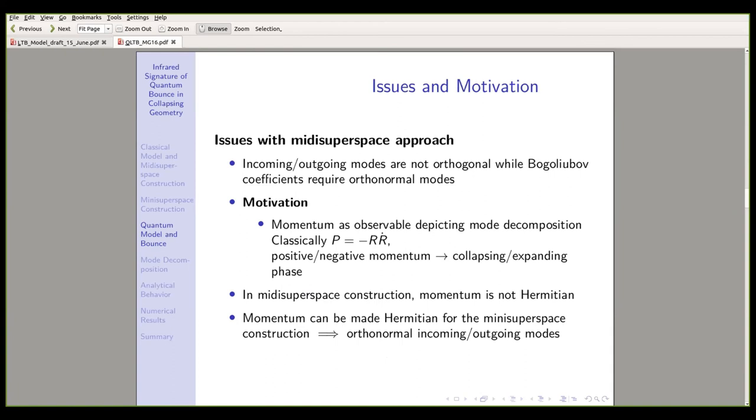Now, there were some issues with the midi superspace that I have described earlier. The incoming and outgoing modes that they have written are not orthogonal, while the Bogoliubov formalism requires orthonormal modes. Therefore, the incoming and outgoing prescription is not well defined. We need to identify an observable that depicts mode decomposition, and momentum is a good choice for that. Classically, momentum is given by this expression, and we can associate a positive momentum value with the collapsing phase and a negative momentum value with the expanding phase. In the midi superspace construction, the momentum cannot be made Hermitian, while momentum can be made Hermitian for the mini superspace construction, thus leading to orthonormal incoming and outgoing modes.